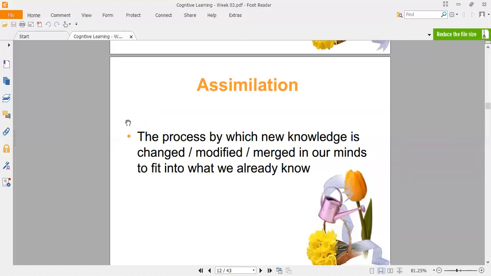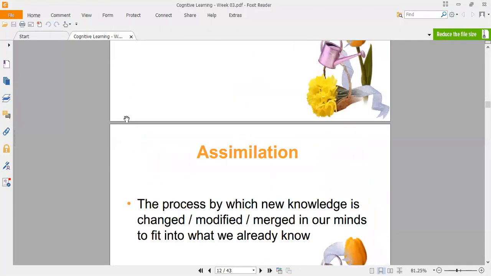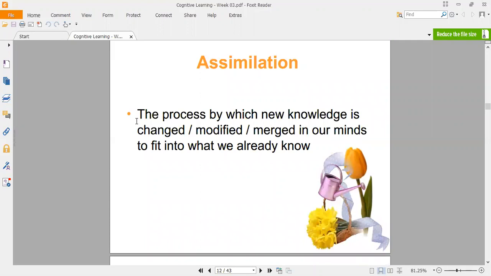Assimilation. If it is new knowledge, it is changed, modified, and merged in your mind to fit into what we already know, right? That means when new knowledge comes in at this level, they always change whatever they learned and then modify it. This is happening when you are teaching them to draw stage by stage.